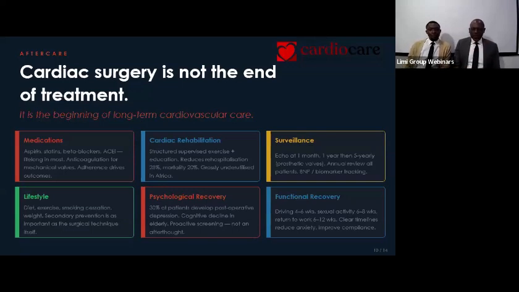So, cardiac surgery is not the end of the treatment. We know the patient had a cardiac problem, we have operated on it, but that is only the beginning of a long-term cardiovascular care. After surgery, some patients will be on some medications for life, and so you have to make sure that patients are on the ideal medications.